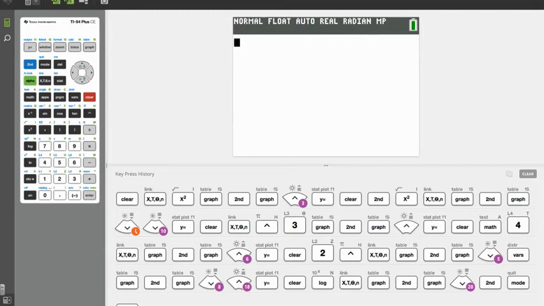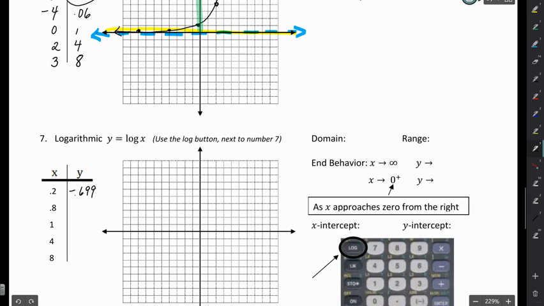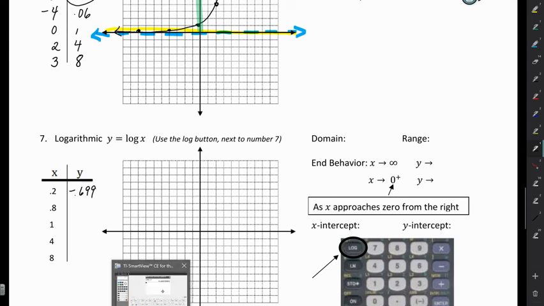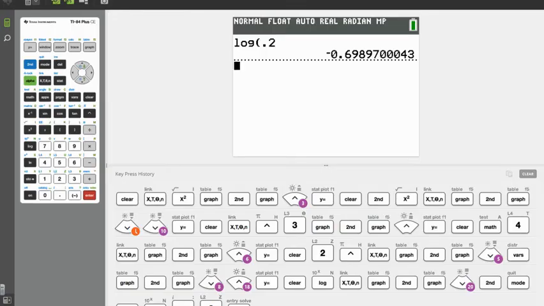And we're going to enter in log 0.2. All right, and we're going to get negative 0.699. Go back to our calculator. There are other ways to do this, but I'm trying to keep it simple. I don't want to overwhelm you. This is probably the easiest way to do this right now. We've got log of 0.8.